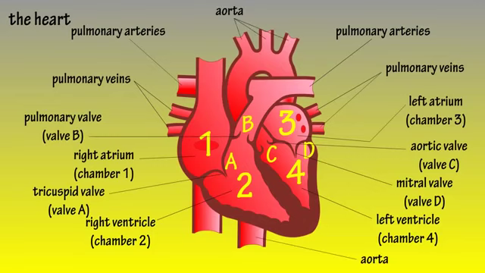Next we have the aorta, which is the largest artery in the body, and it carries oxygenated blood to the upper and lower regions of the body. And the last part of our diagram is the vena cava, which transports deoxygenated blood, which I have as the color blue, from the body to the heart.